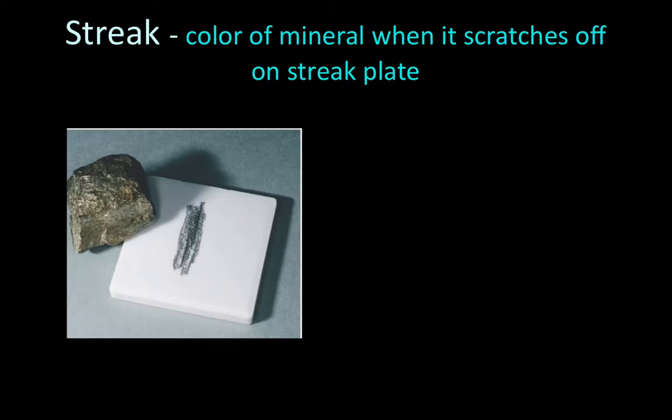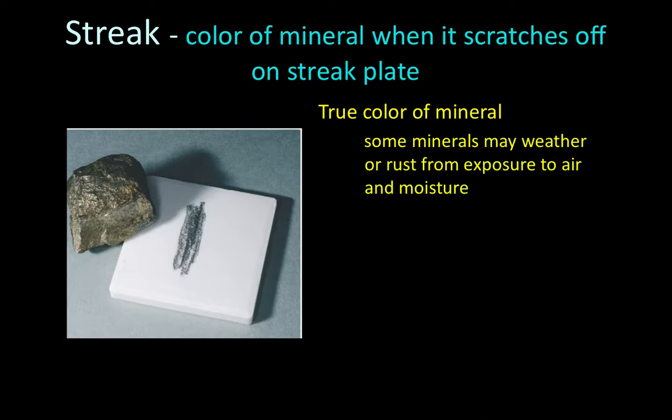Another thing you'll measure in the lab is streak, and this is basically the color of the mineral when it scratches off on what's called a streak plate. A streak plate is a plate of unglazed porcelain, and the color that you see when it rubs along the streak plate is essentially the true color of the mineral. You might know that some minerals may rust when they're exposed to air in the atmosphere, and they might turn into a different color. So the streak often will tell you what the true color of that mineral is.